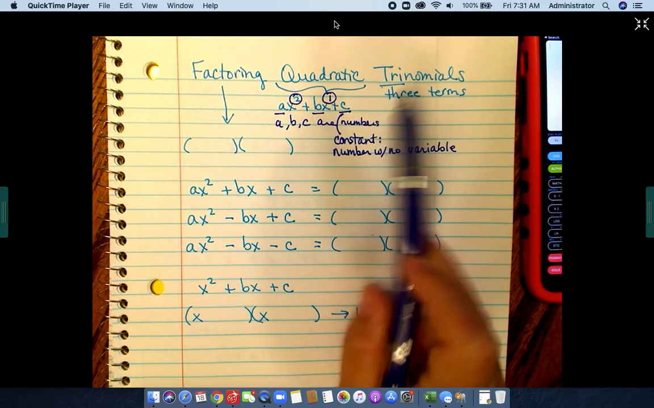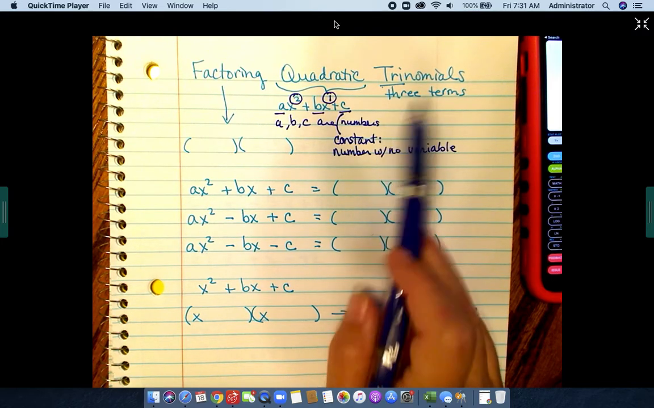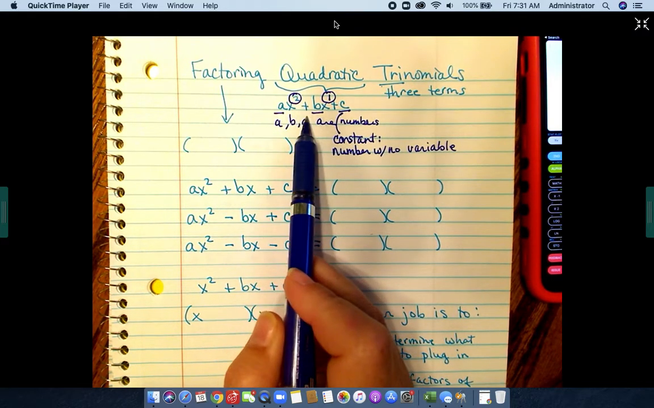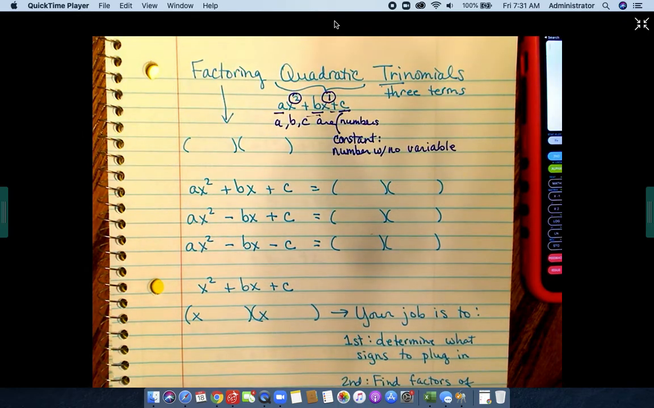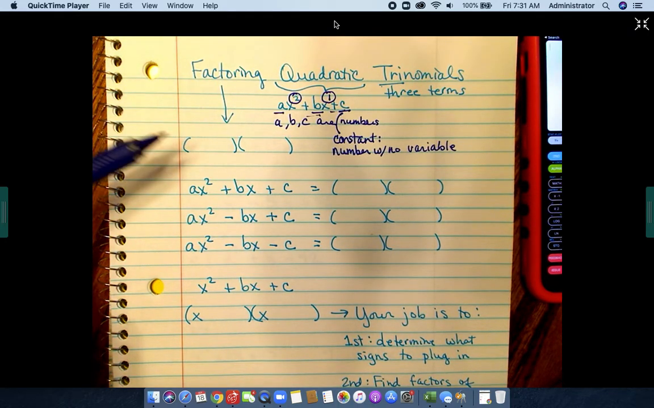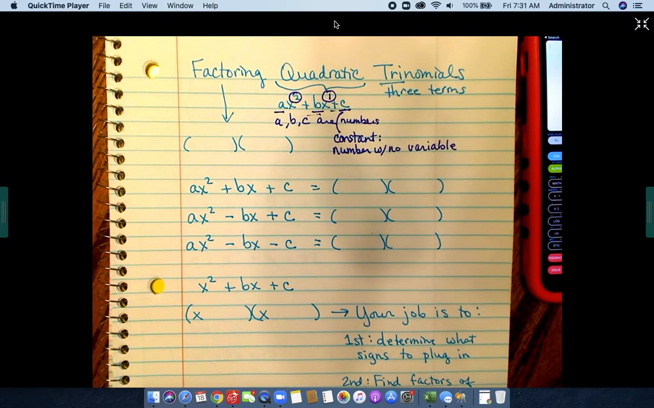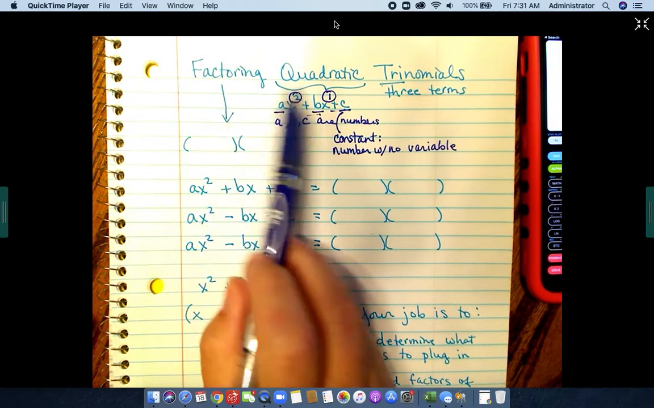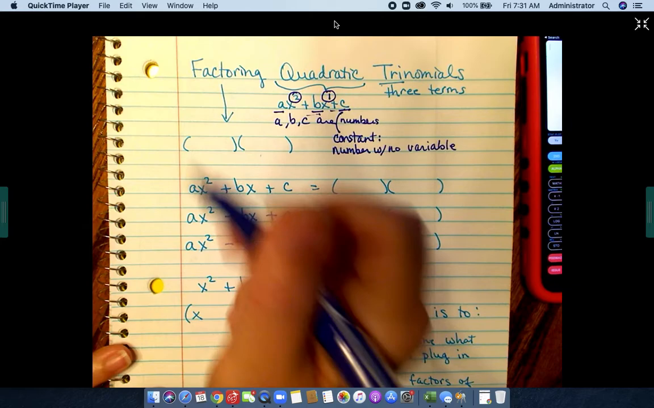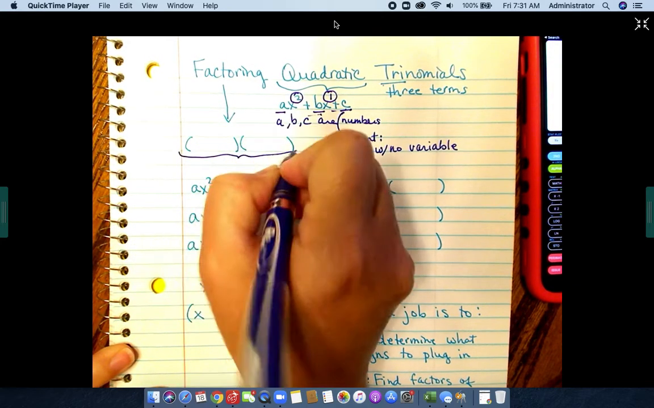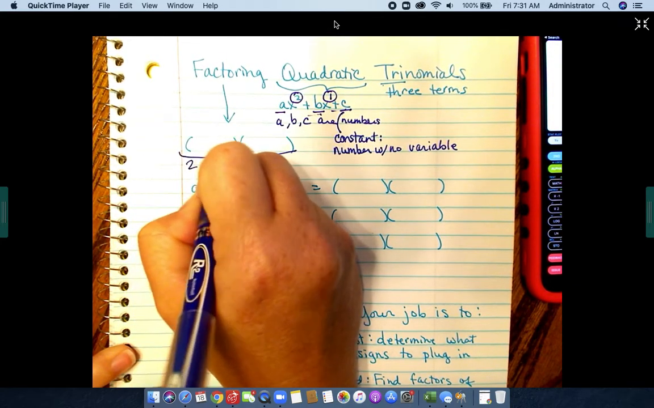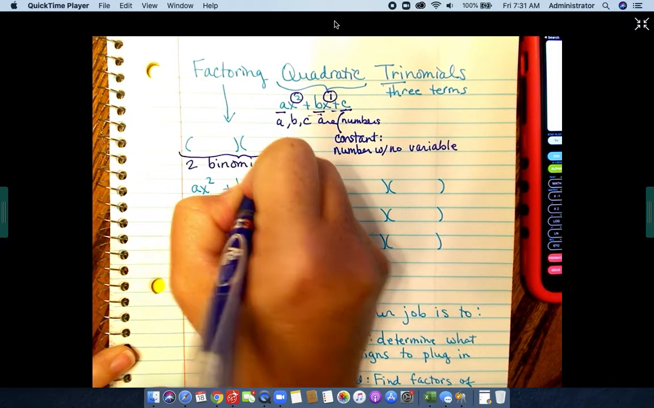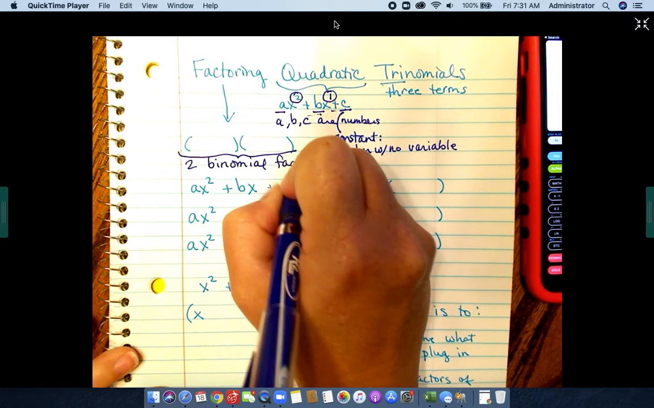So again, a trinomial is a polynomial with three terms. So 1, 2, 3. If you want, you can pause the video and copy what I have through here, and then resume the video and I'll explain. When we factor quadratic trinomials, they factor into two binomial factors, usually. Every now and then you'll get one that won't factor, but we are learning to factor, so all of these will.